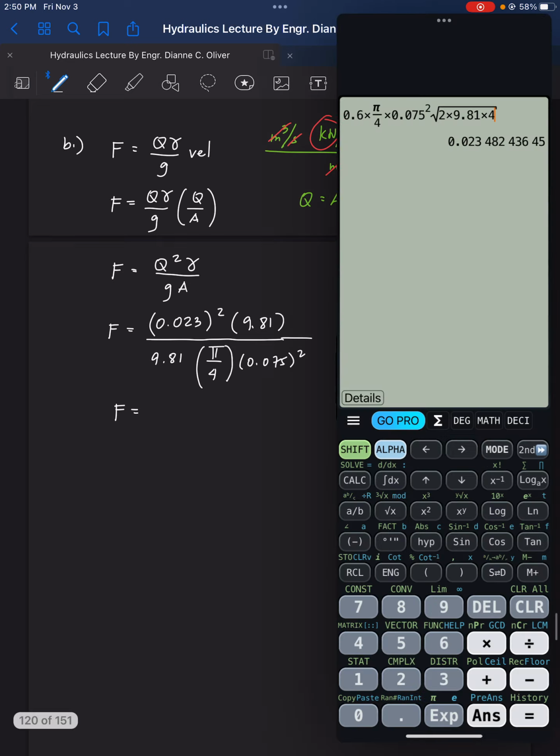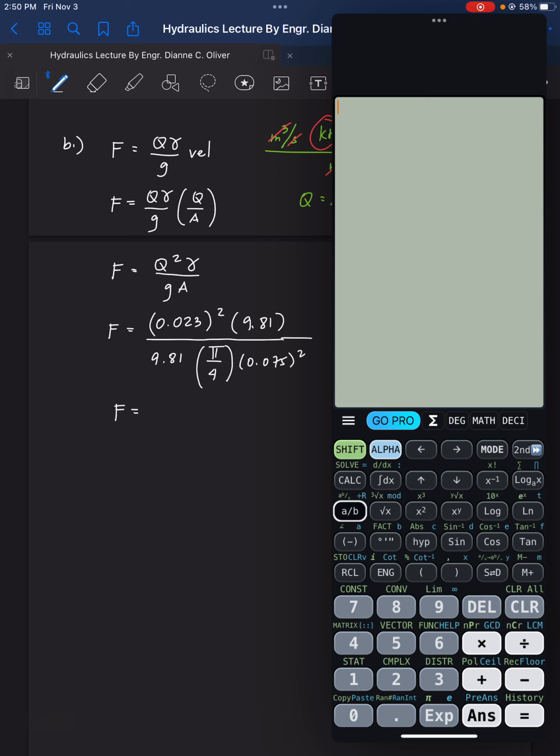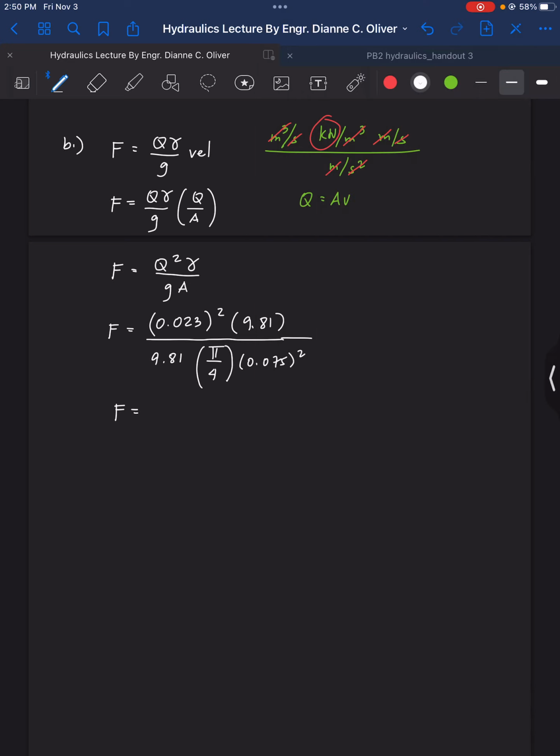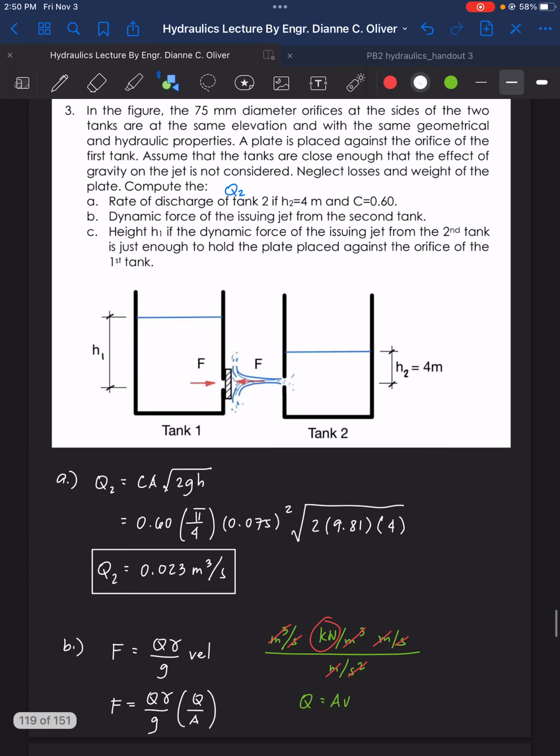So what's the dynamic force here? 0.023 squared times 9.81 all over 9.81, so we can cancel 9.81 already, times 4 over pi times 0.075 squared. So F is equal to 0.12 kilonewton. So that's for letter B, the dynamic force.